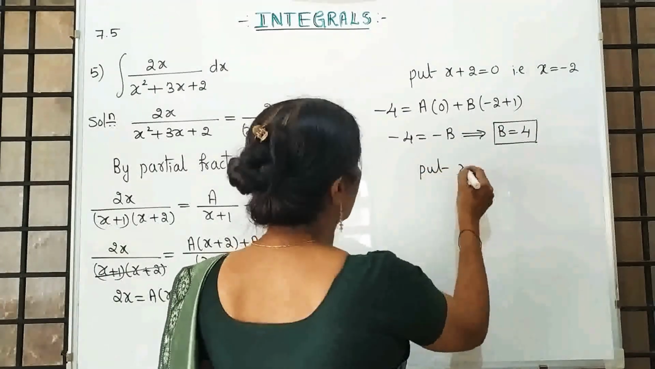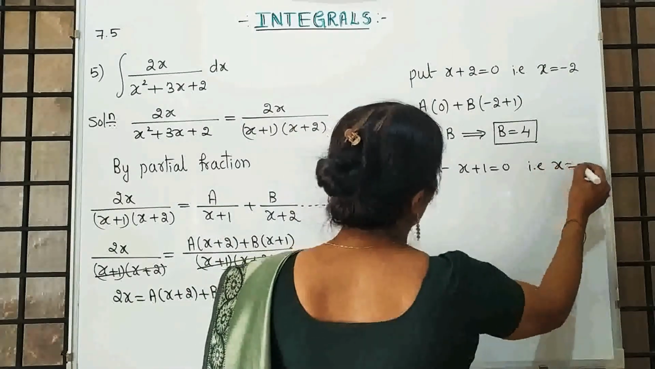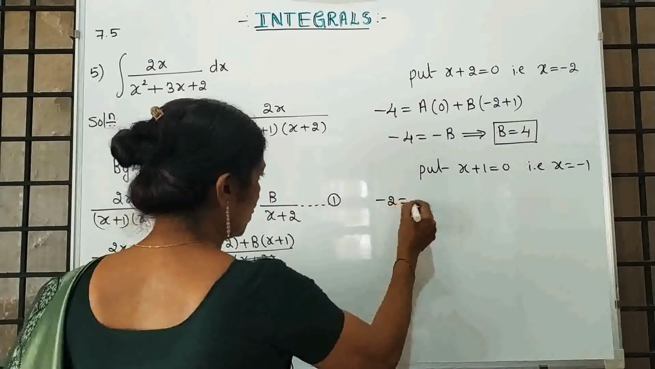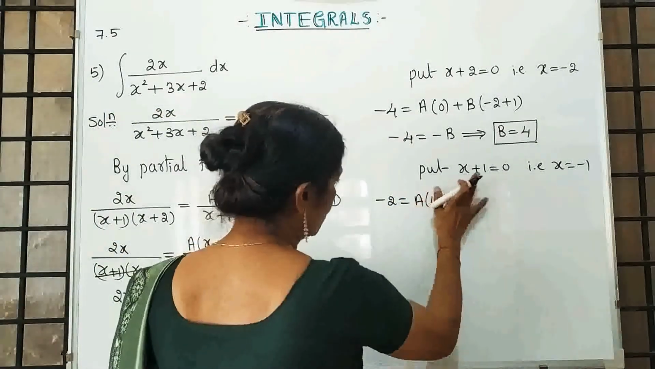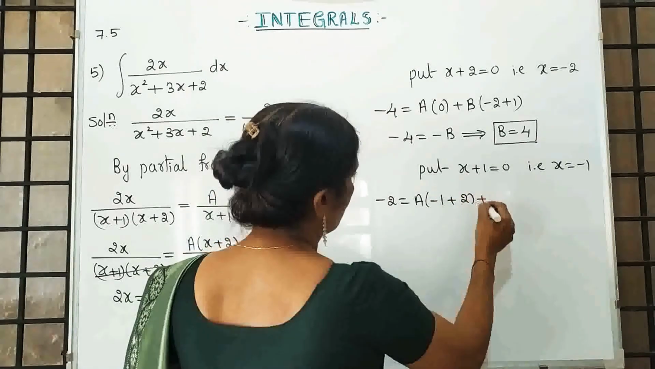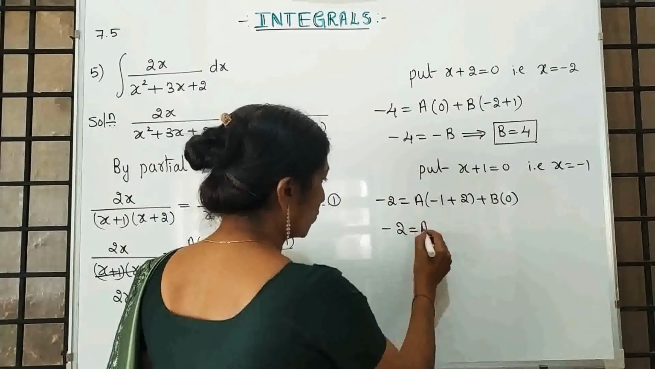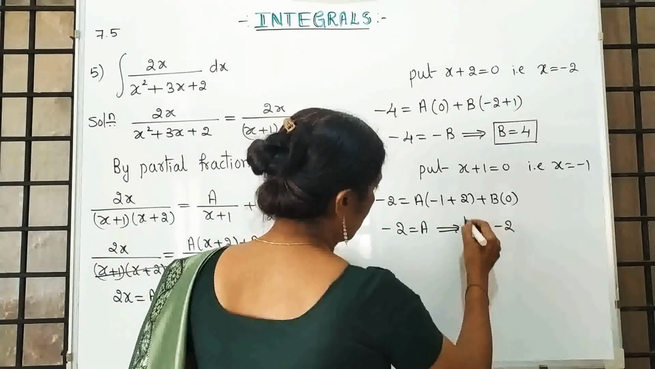Next bracket is x plus 1. Put x plus 1 is equal to 0, that is x is equal to minus 1. 2 into minus 1 is minus 2, a into minus 1 plus 2, minus 1 plus 2, plus b into 0. Minus 2 is equal to a. So write it in the bracket, a is equal to minus 2.